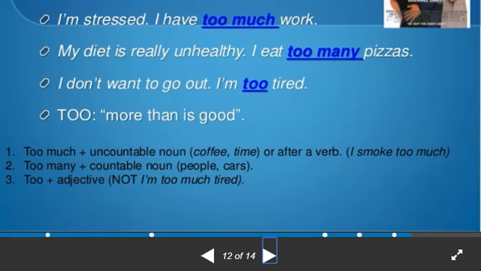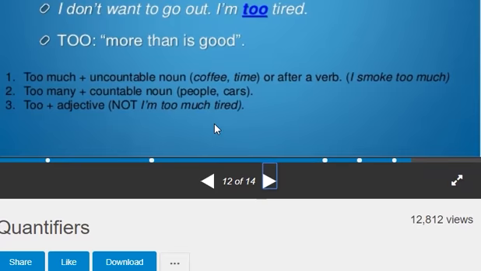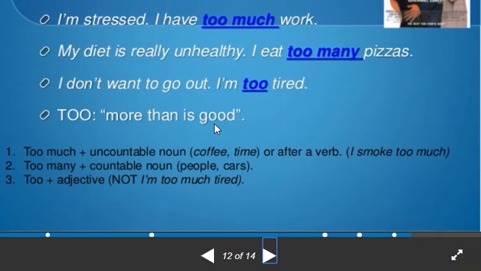Right now, as you can see from here, we have too much and too many. What are the usages of too much and too many? Actually, too much is used before uncountable nouns, and too many is used before countable nouns. But when we use too much or too many, actually it means that something is bad. For example, I'm stressed. I have too much work. It means that the work hours that I work are a lot.